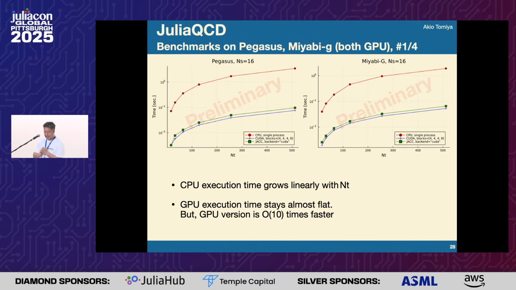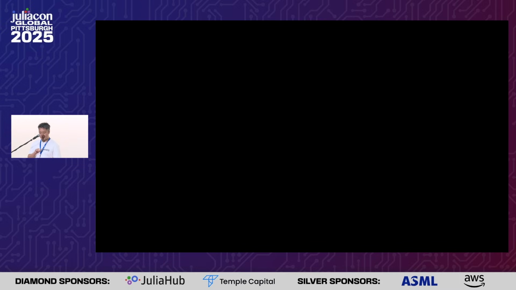This is the benchmark result. The CPU execution time goes linearly with T. This is ideal scaling, which is okay. And the GPU execution time stays almost flat, actually. But the GPU version can be faster, by order 10 times. This has not reached the hardware limit.